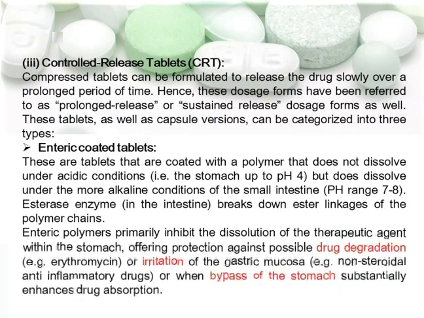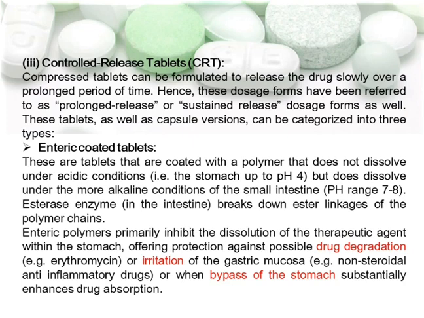Next is controlled release tablets. Compressed tablets can be formulated to release the drug slowly over a prolonged period of time. Hence, these dosage forms have been referred to as prolonged release or sustained release dosage forms as well. These tablets, as well as their capsule versions, can be categorized into three types. First is enteric coated tablets.